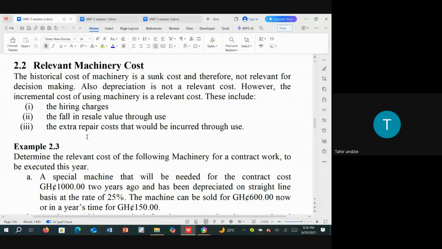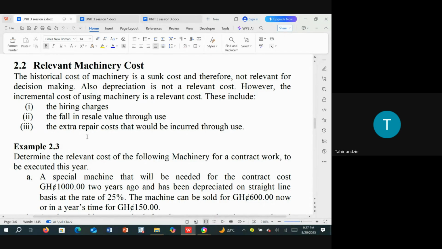So depreciation is not a relevant cost. However, the incremental cost of using the machine is a relevant cost. So that is the concept: the historical cost of the machine is irrelevant, and the depreciation charge on the machine is also irrelevant. What is depreciation? Depreciation is simply the spreading of the depreciable amount of the asset over its useful life. So that will not be relevant to a particular product.